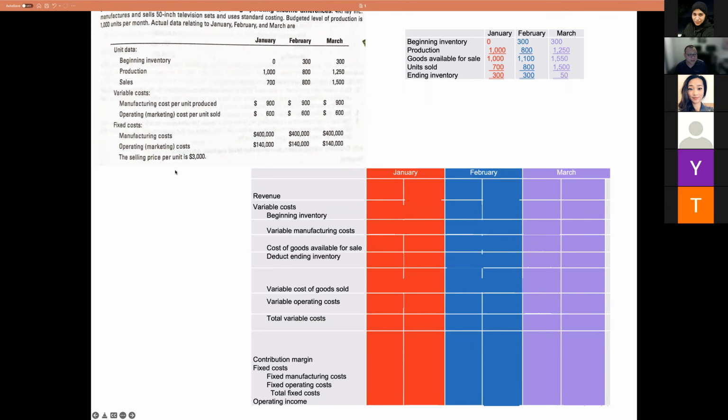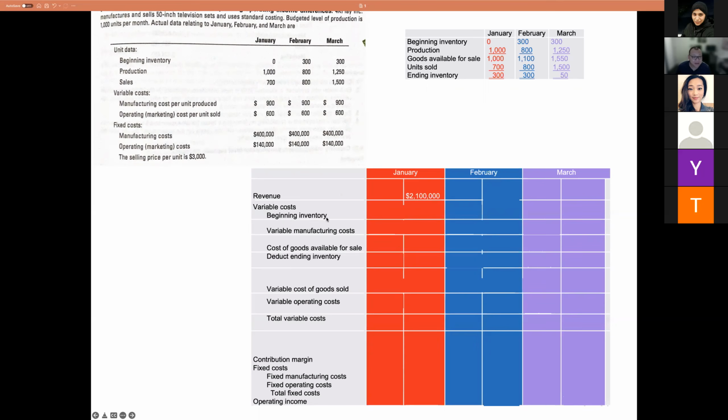So let's do the first one, January. What's my revenue? Revenue equals sales volume times selling price per unit. What's my sales volume for January? 700. And what's the selling price per unit? 3,000. So 3,000 times 700 is 2.1 million. That's my revenue. Now let's move on to the variable cost.